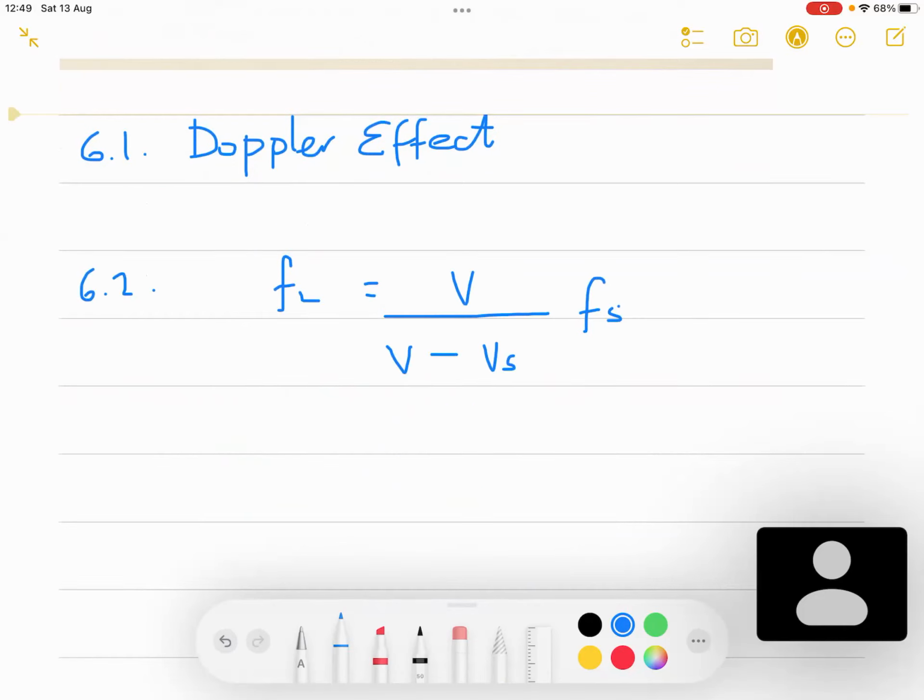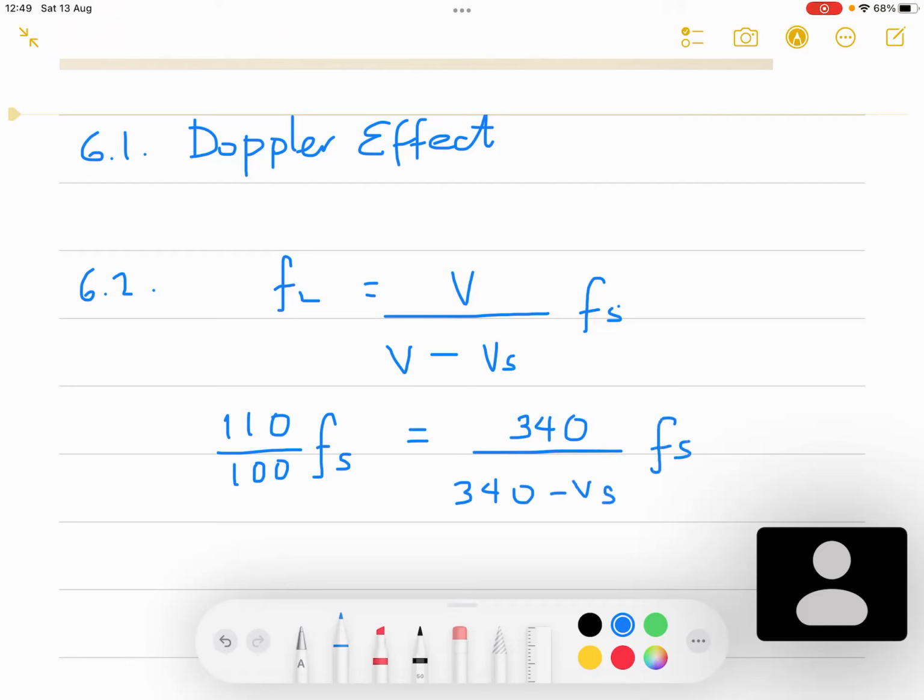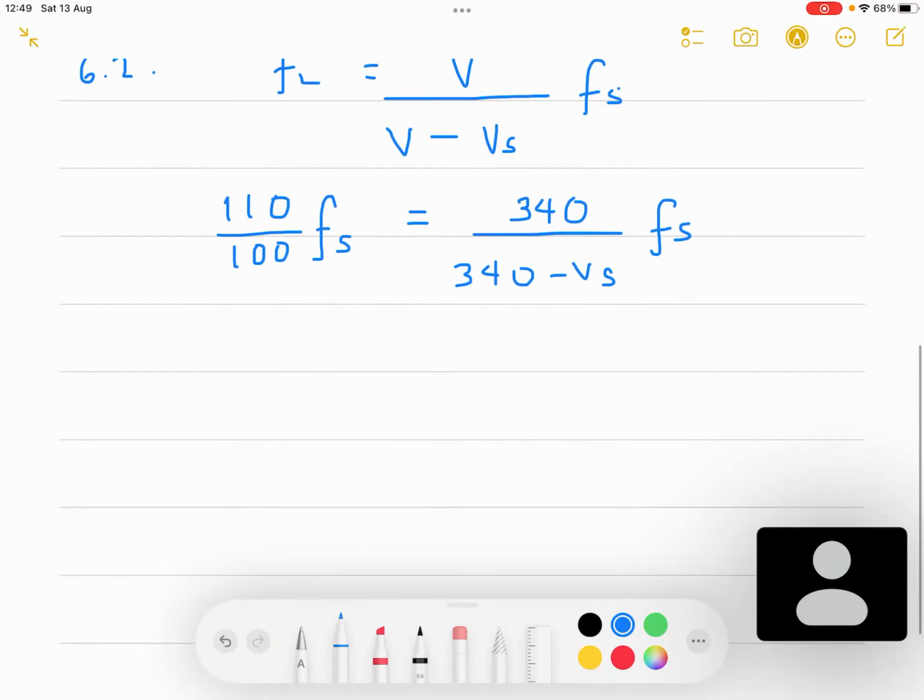Okay, so what is the frequency that the listener hears? So they told us that it's 110%. So that's 110 out of 100 of the frequency of the source. Okay, so 110% of the frequency of the source is equal to, they said use 340 for V, 340 minus VS is what I'm trying to find. And I've got FS here. Okay, so this is what we have. We've got FS on both sides of the equation. You can use whichever math tricks you know, and we need to solve here for VS.